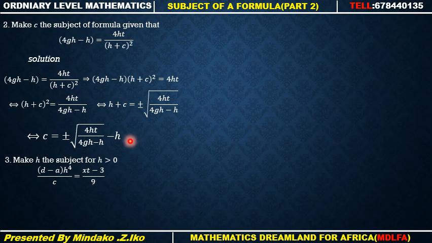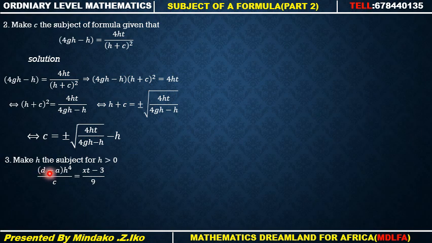Okay, so now let's solve number 3 of case 3. Make h the subject for h greater than 0. This part here is very important: for h greater than 0, so h should be strictly greater than 0. So the question is, make h the subject for h greater than 0.